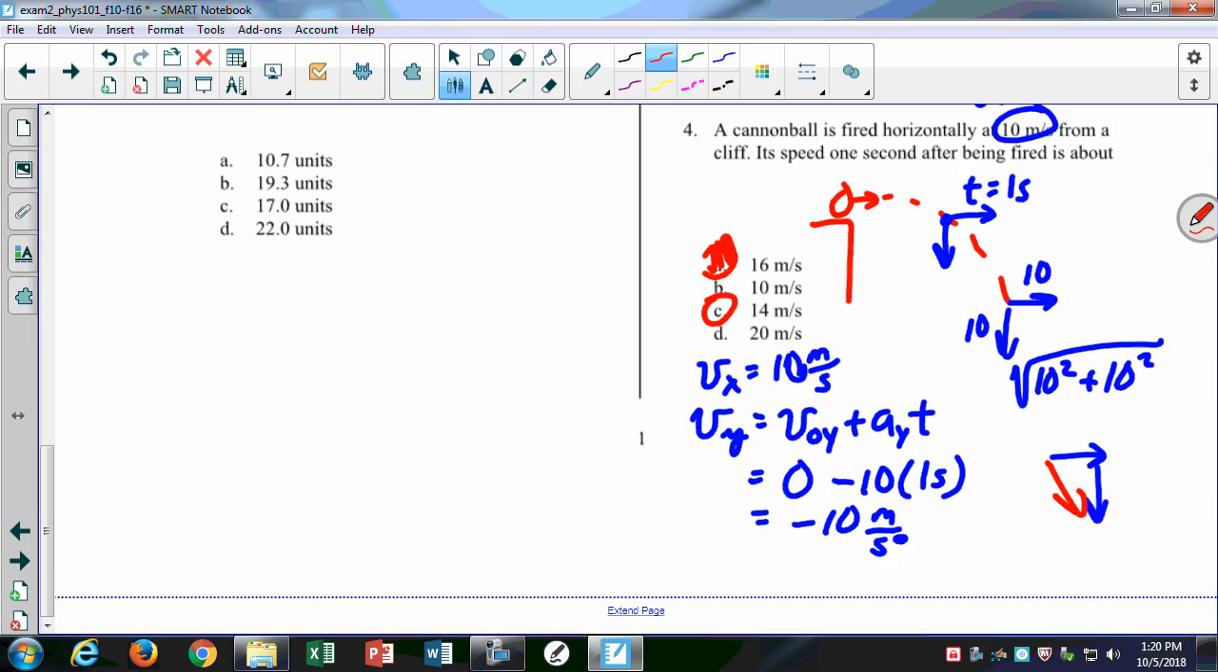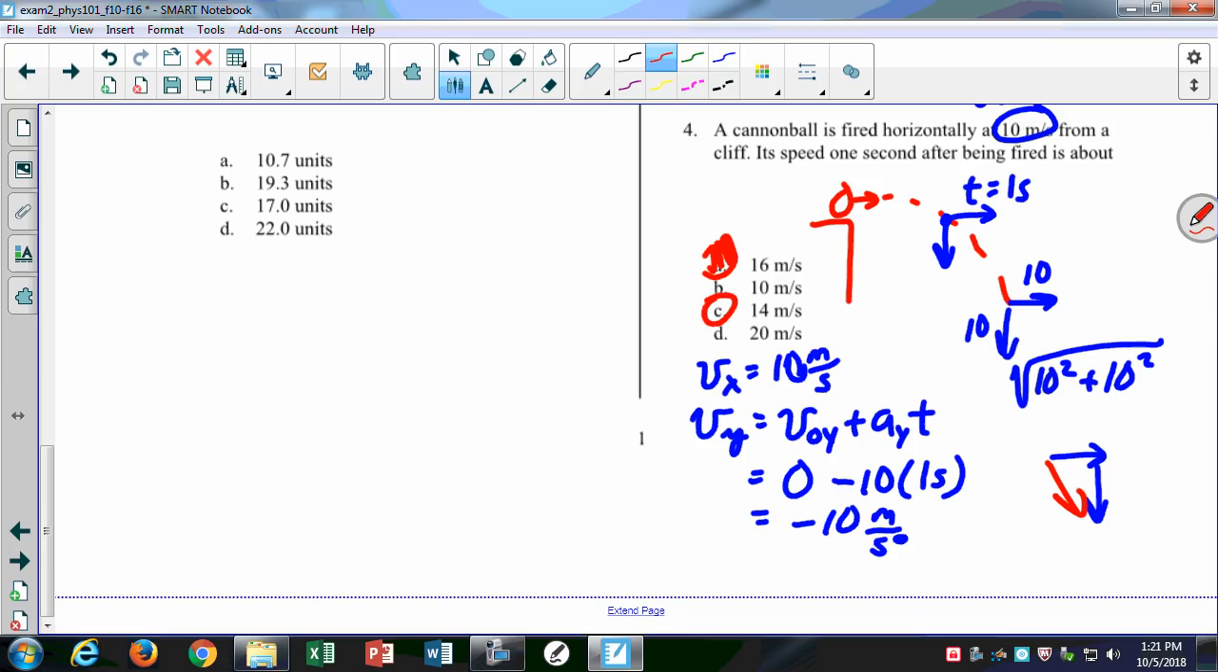Good question. Yeah. Okay. So you just took the square root of 10 squared plus 10 squared. Right. Using the Pythagorean theorem to find the resultant of the x and y components of that vector. Now we're getting good at vectors, aren't you? This is good.